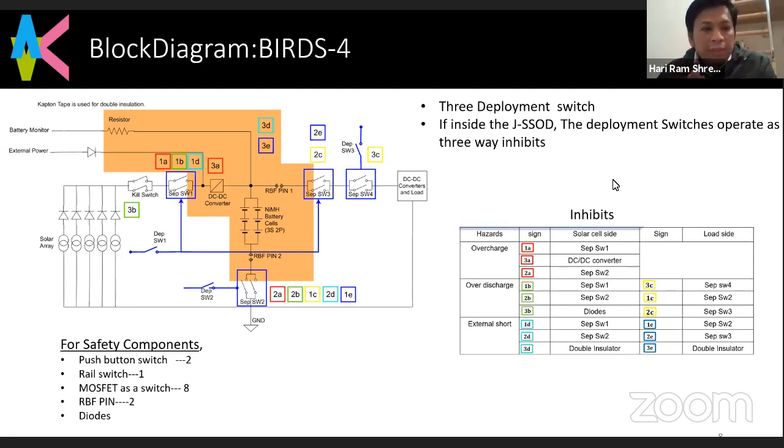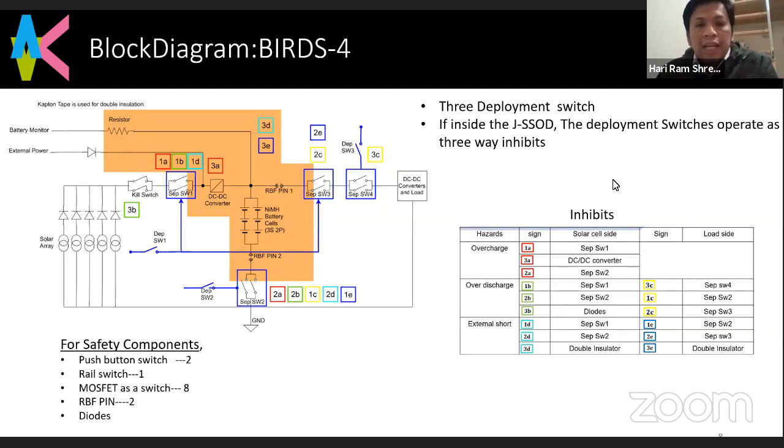For safety components, we can see here push button switches, like 2. The rail switch is like a mechanical switch, so this one is 1. And the separation switches we can see here: separation switch 1, separation switch 2, separation switch 3, and separation switch 4. It means MOSFETs which are connected in parallel. The deployment switch controls separation switch 1 and separation switch 2 from one place, and this one controls the overcharge and over discharge part actually.